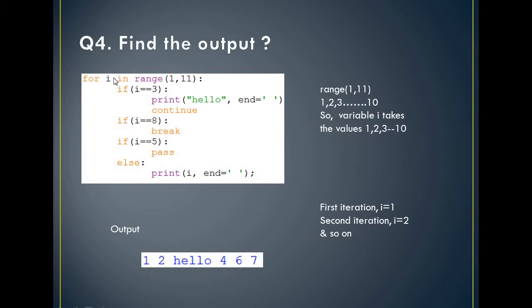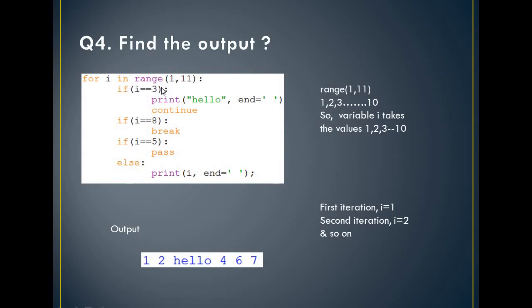Next iteration, what is the value of i? The value of i is 3. So here in the first statement, 3 equals 3, so the condition is true. So it displays hello. Then continue. Continue means it will not go to this part. It again repeats the iteration. So it displays hello and again goes to the for loop.